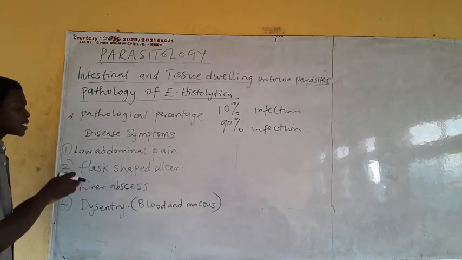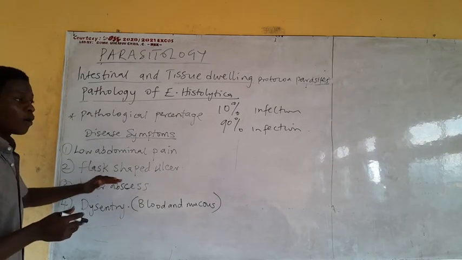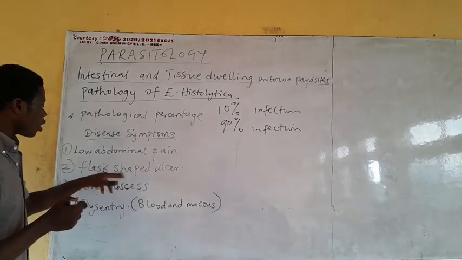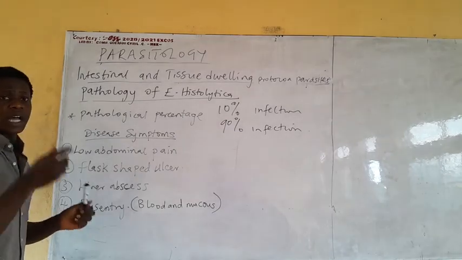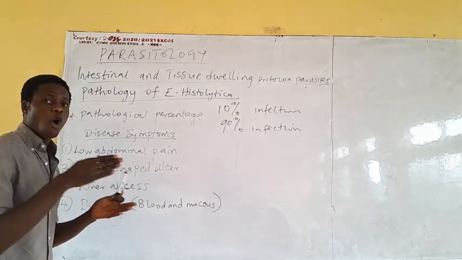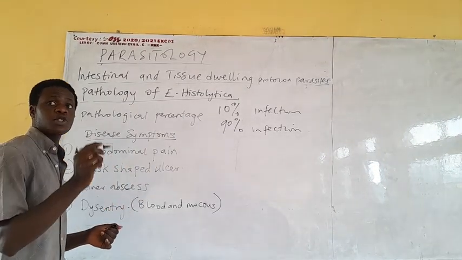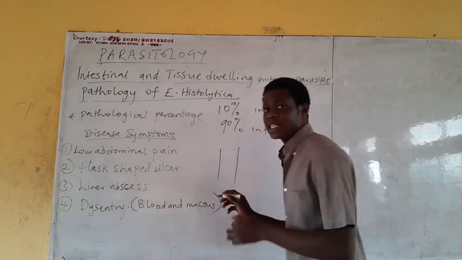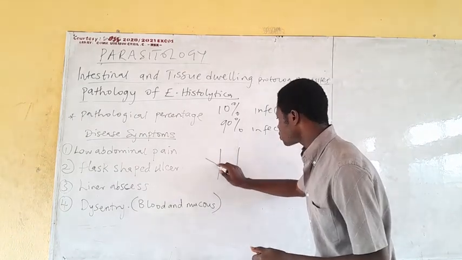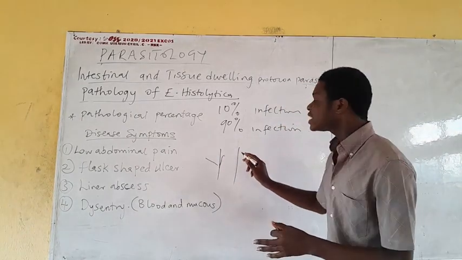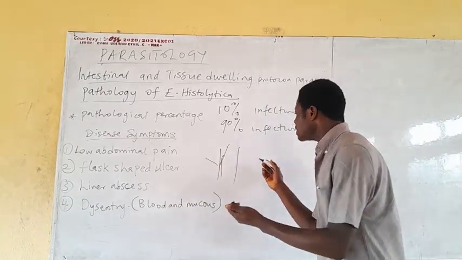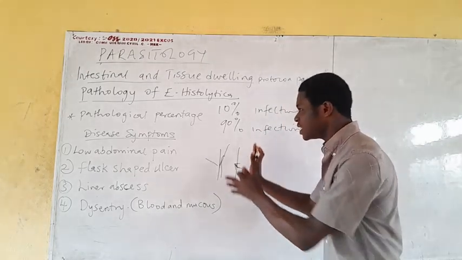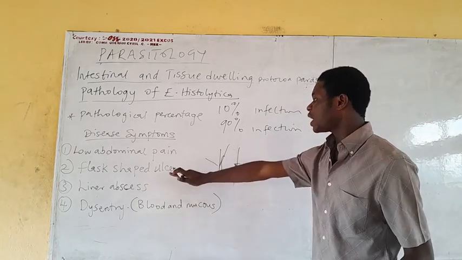Then coming to the flask-shaped ulcer, this is also one symptom of amoebiasis. It is caused when the Entamoeba histolytica probes or moves into the mucosa and submucosa of the intestinal walls. Assuming this is the intestine, here is called the mucosa and here is called the submucosa. As it passes this stage, it invades the body of the walls of the intestine, causing the flask-shaped ulcer.